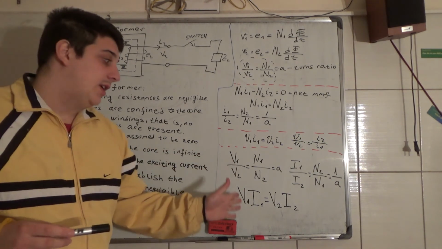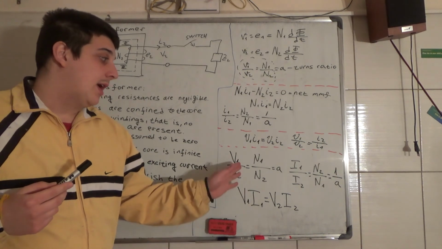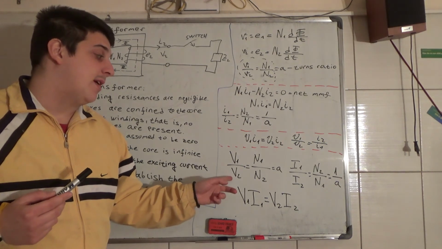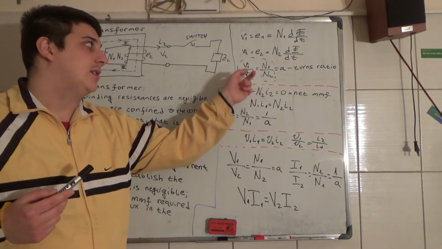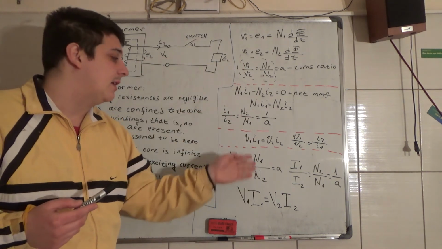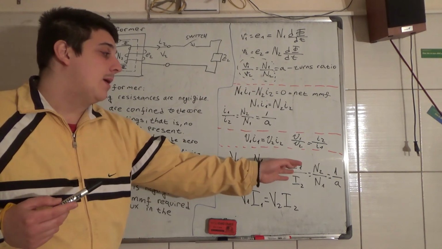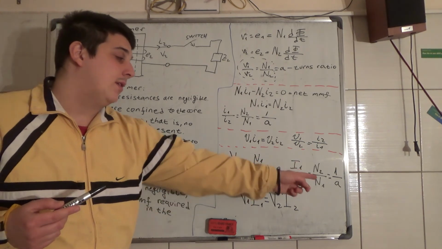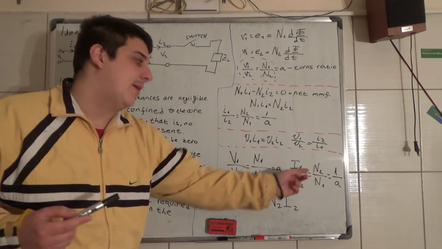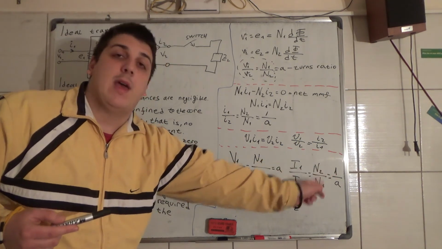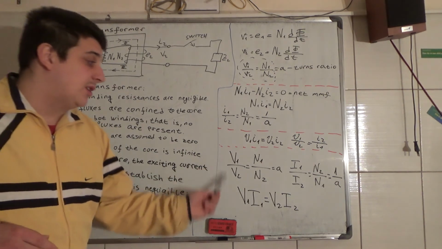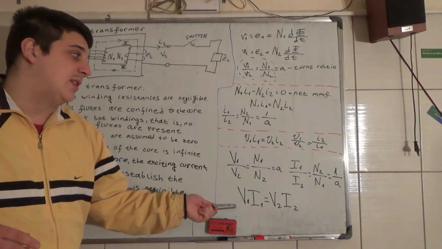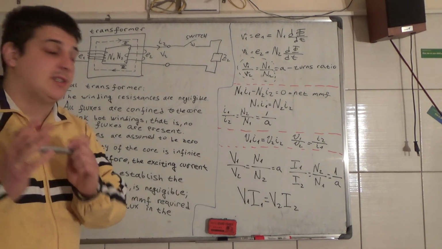Okay, and these are just the RMS values, and it stays the same. The RMS V1 divided by V2 is also the same as the turns ratio, N1 divided by N2, and the RMS of the current is the opposite. I1 divided by I2 is N2 divided by N1, which is equal to 1 divided by A. Also, this is the same as here, just these are the RMS values. So the RMS values follow the same equations.